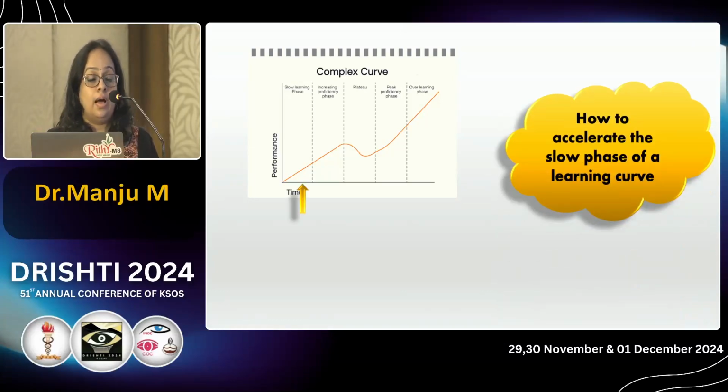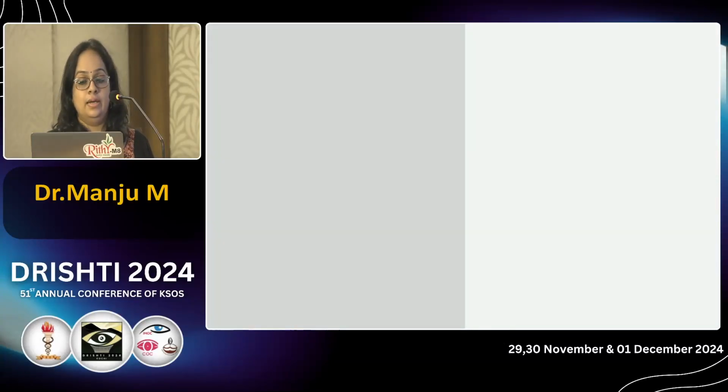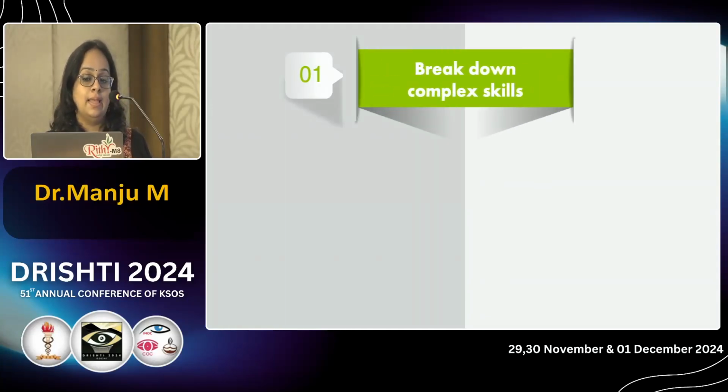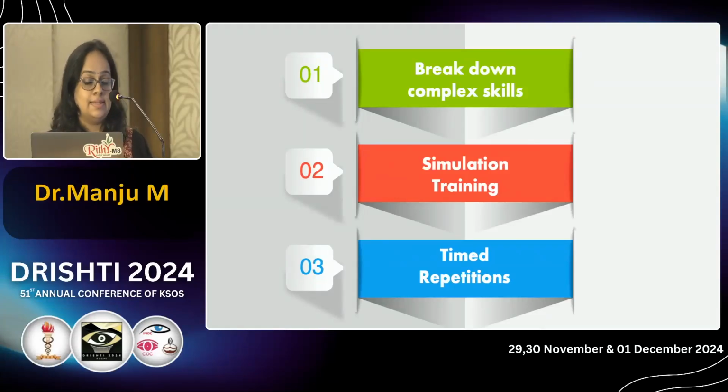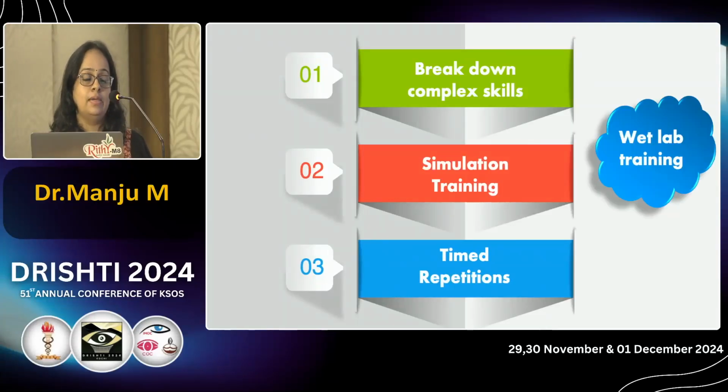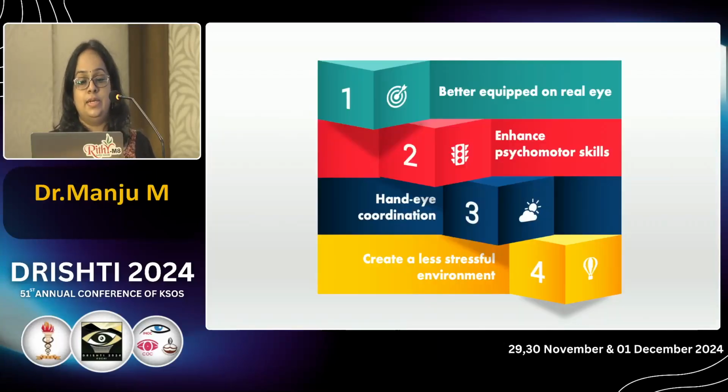So how to accelerate the slow phase in a learning curve? That is important. First, by breaking down complex skills into simpler steps, simulation training, and also timed repetitions of the same. One step that helps you in that is wet lab training. The advantages of wet lab training are that you can be better equipped on the real eye. It can enhance your psychomotor skills and eye-hand coordination, and it is done in a less stressful environment, which helps you to do better.